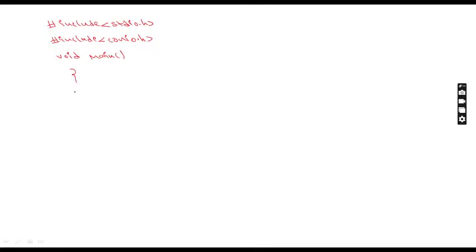So what can we do here? Enum week. I write Sunday, comma, Monday, comma, Tuesday, comma, Wednesday, comma, Thursday, comma, Friday, comma, Saturday. Close it with a semicolon.